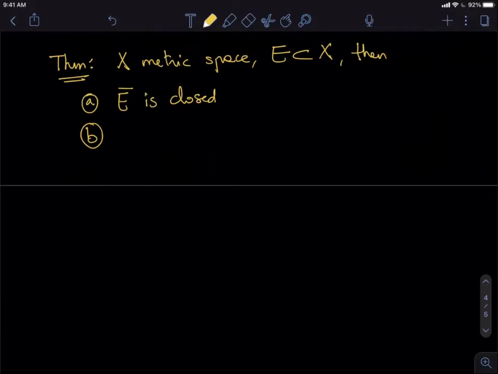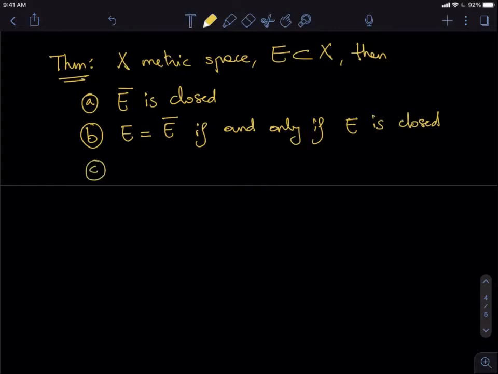Of course, you may be wondering what happens if I take the closure of a closed set. In that case, nothing happens. (b) E equals its closure if and only if E is closed: whenever a set coincides with its closure, the set was already closed to start with. So this is a way that we can show that a set is closed, by showing that the set coincides with its closure.